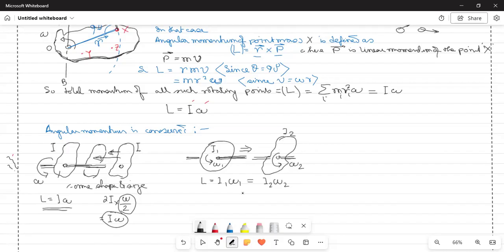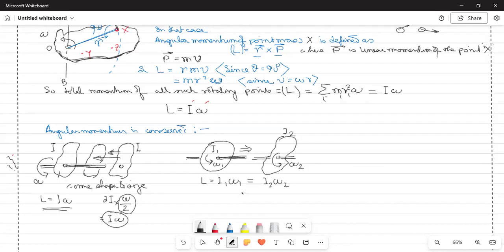That means if the two bodies are in rotational contact, I mean they should be on the same axis, then automatically the angular momentum has to remain the same. Then there are some practical examples which are given in your textbook. You can check them from your textbook.